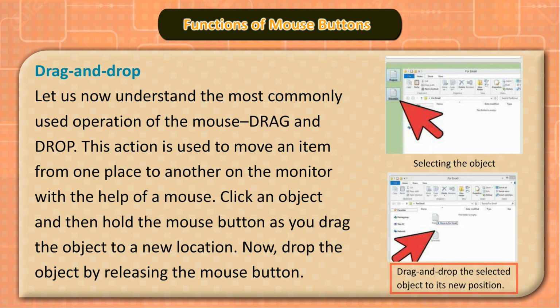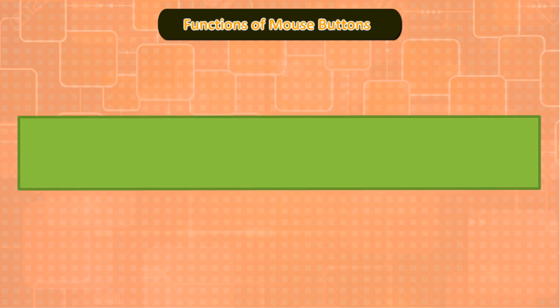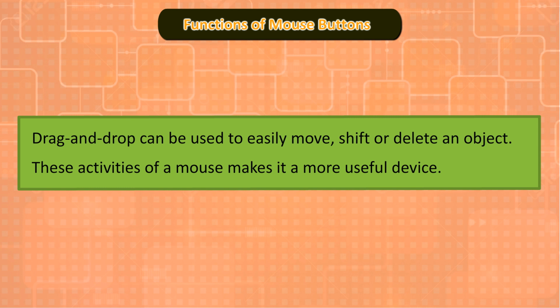Selecting the object, drag and drop the selected object to its new position. Drag and drop can be used to easily move, shift or delete an object. These activities of a mouse make it a more useful device.